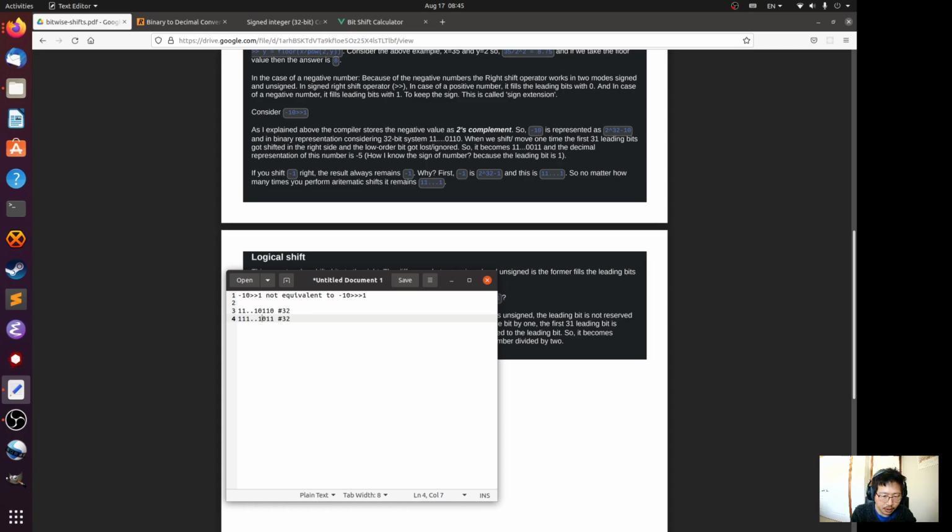Anyway, we can calculate this manually as we did before. So you first calculate the sign bit, which is negative, then you add on to that the rest of the digits. So I will go through it now. So first thing, the sign bit is equal to this, right?